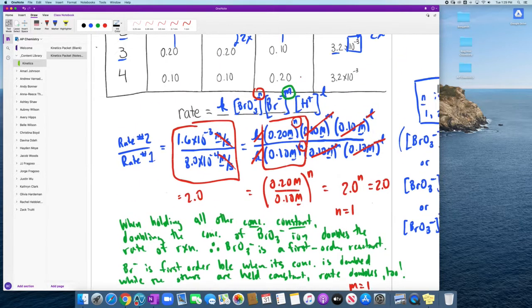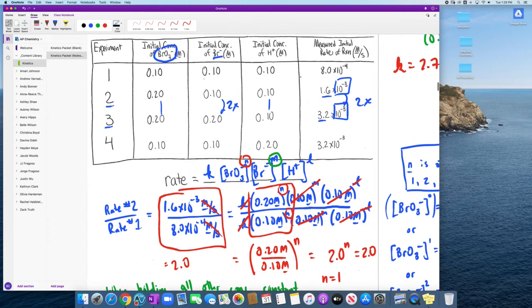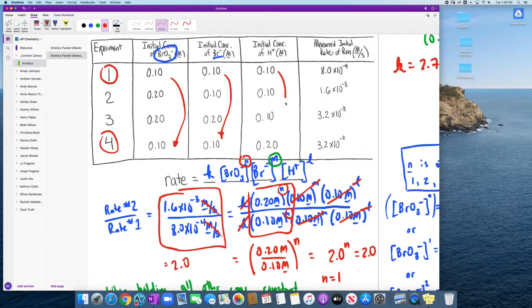And then finally, let's see the effect of hydrogen ion. Now you've got to be careful if you're changing multiple things from one experiment to the next. You can't really think through why you're getting the effect that you're getting. So you need to find two experiments of the same reaction where you're only changing one thing. If we compare experiment 1 and 4, we held bromate constant, we held bromide constant, and we've doubled hydrogen ion concentration.